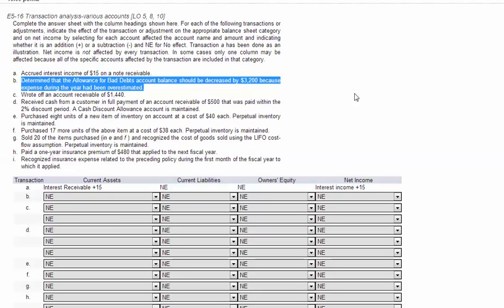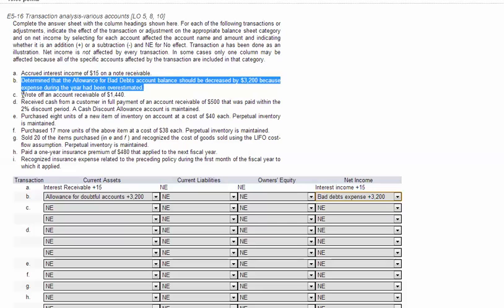So if we're going to reverse that journal entry, that means we're going to debit our allowance for doubtful accounts and credit our bad debt expense. That's going to have the impact of actually increasing our current assets because allowance for doubtful accounts is a contra asset. It carries a credit balance, which is opposite what a normal asset would carry. And we're also going to decrease our bad debt expense by $3,200, which has an impact of increasing our net income. So these are a little bit tricky to analyze that way.